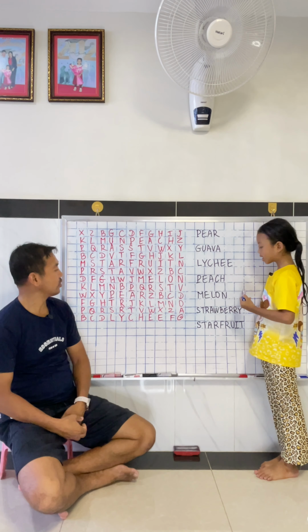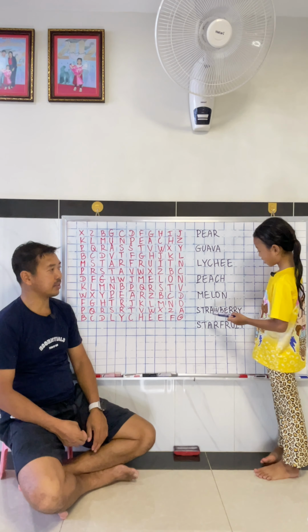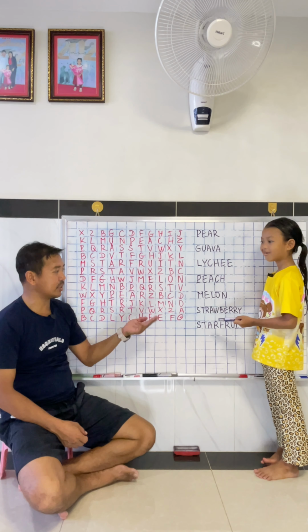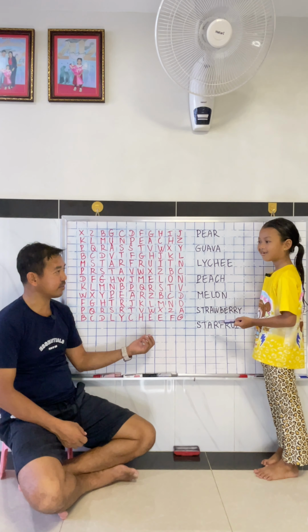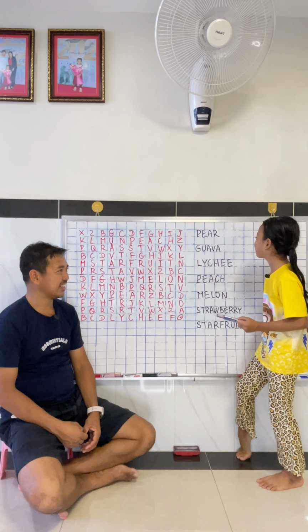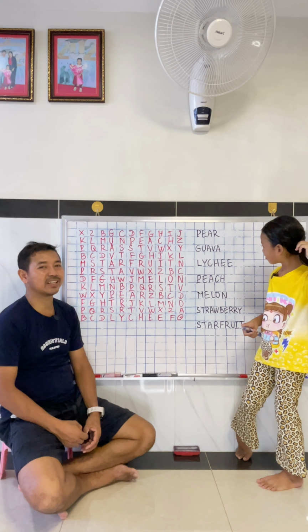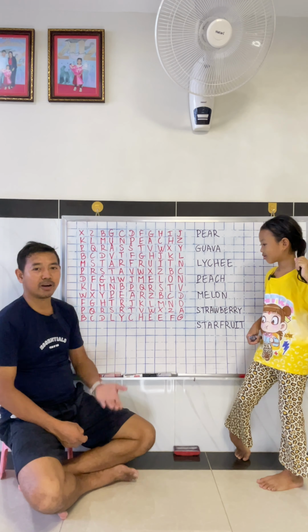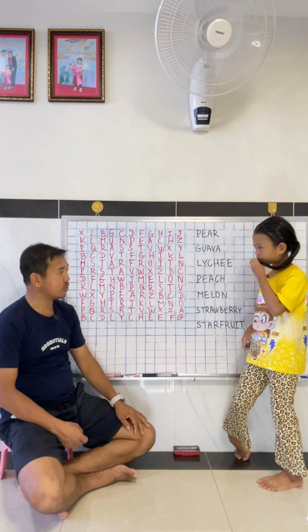So now we have 3 steps again. The first one, we will review the word and then spelling. After spelling, we will play the game. So now the first one, we will review the word.